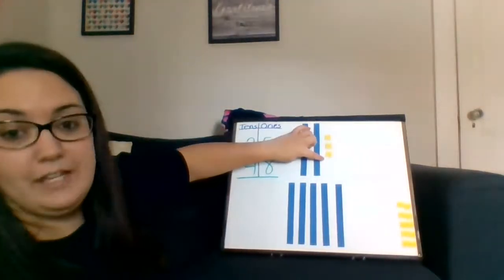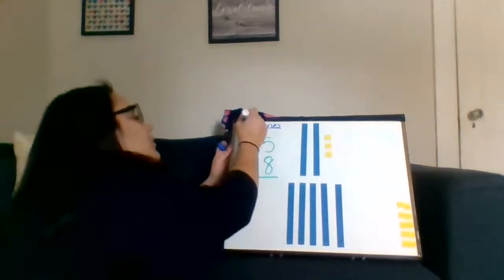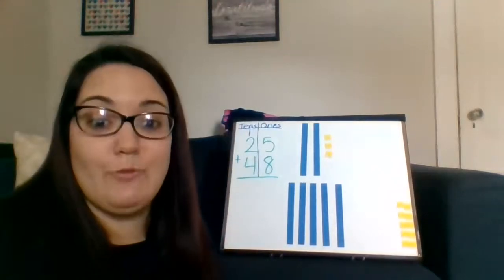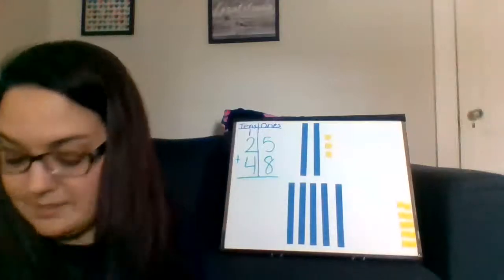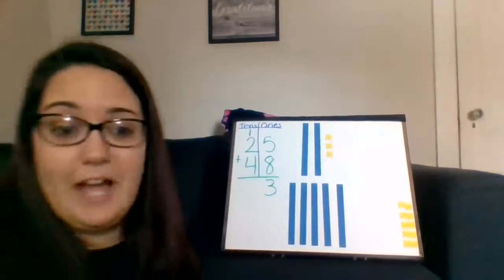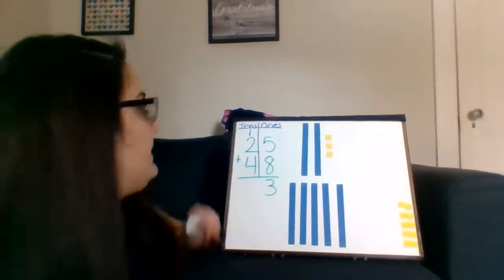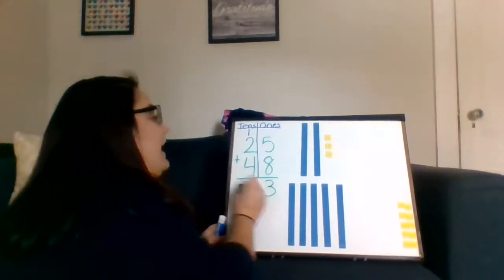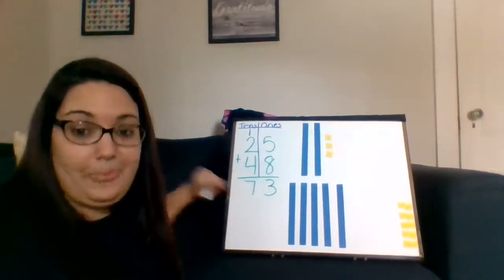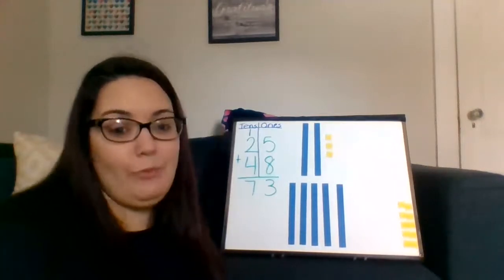Now I have 3 ones left over, but I did use an extra 10. So I'm going to show that by putting a 1 in my tens place to show that I regrouped. So I have 3 ones, and now I just have to count up my tens. 1, 2, 3, 4, 5, 6, 7. That means 25 plus 48 equals 73. That's how you use base 10 blocks to add two-digit numbers with and without regrouping.